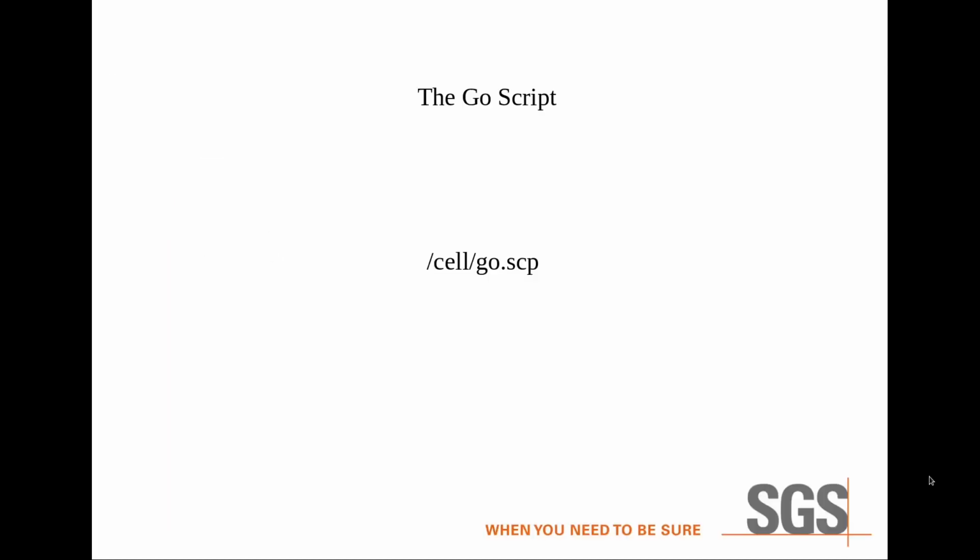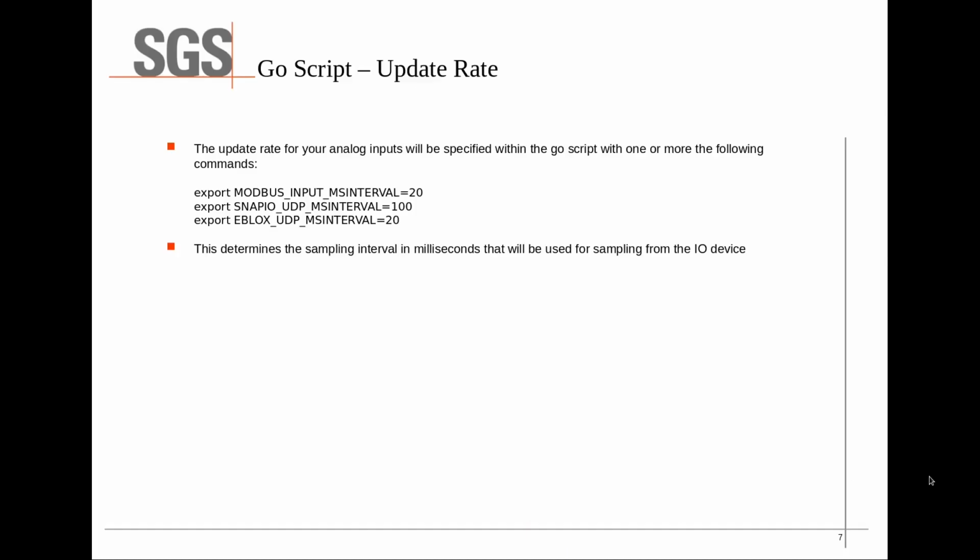So now we'll go over the Go script. As I mentioned before, the Go script is where you're going to launch pretty much all of your CyFlex programs. For starters, you're going to have to specify what rate you want CyFlex to update your analog inputs, or what frequency. These three examples show you how you're going to specify that. This first one is if you're using Modbus analog inputs, the second one's for Opto22 Snap series analog inputs, and the last one's for Gantner.